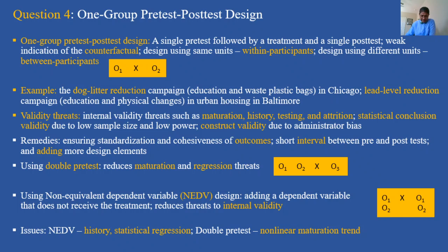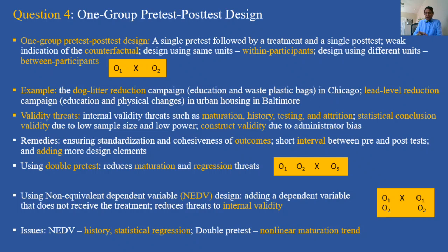So, what are the remedies for these threats? The remedies are to ensure cohesiveness of outcomes, a short interval between the pre and post test, and adding more design elements. Those are the remedies for this kind of threats. Now, using a double pretest solution, can these threats be reduced?